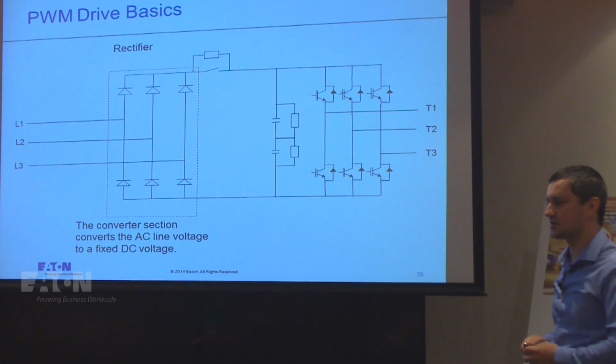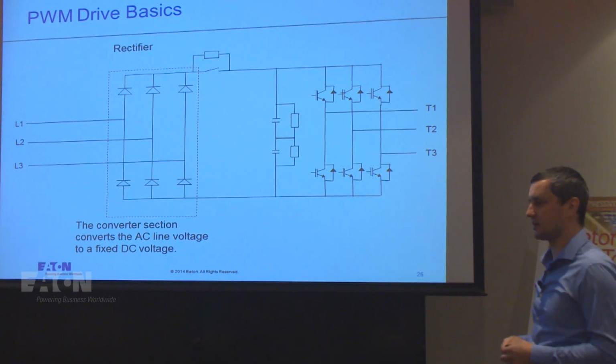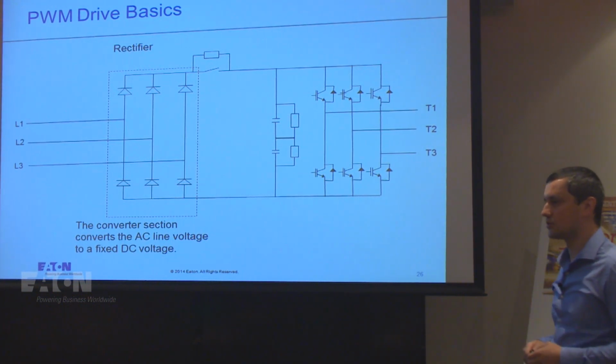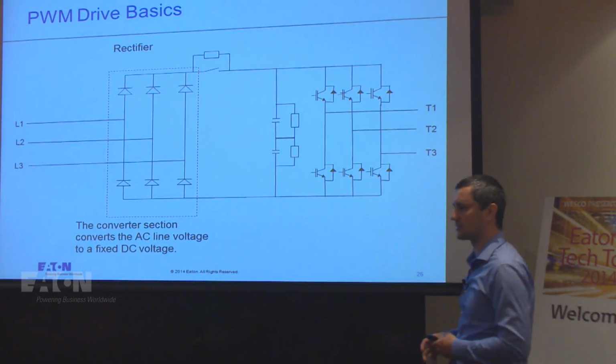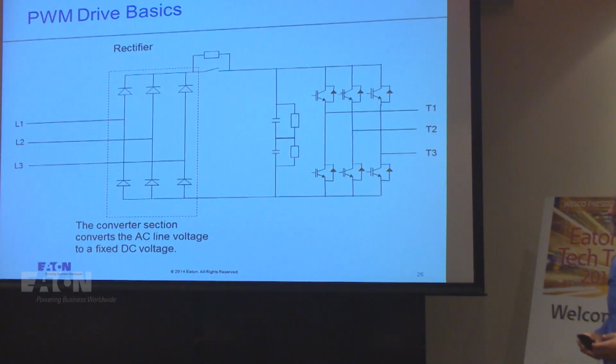The rectifier is most of the time a 6-diode bridge, which will take your AC and convert it into DC. Everybody knows how a diode works, so it's either allowing or not allowing the current to pass through. Okay, so depending on where your input phase is, it will let the current pass or not, and that's going to create your DC voltage.